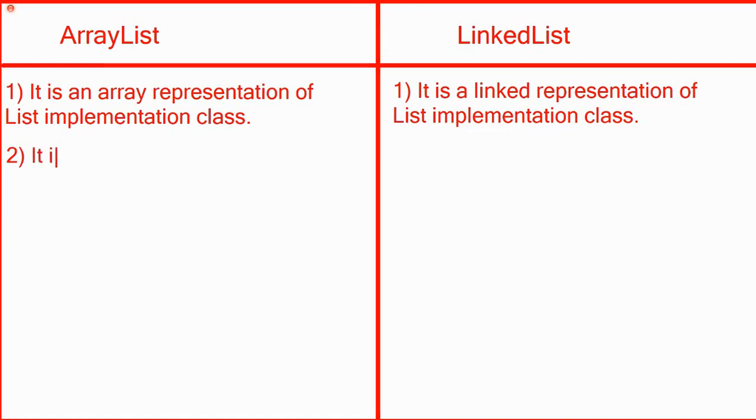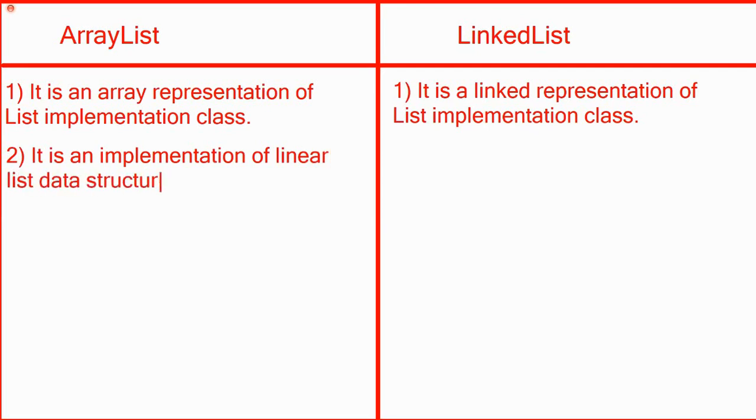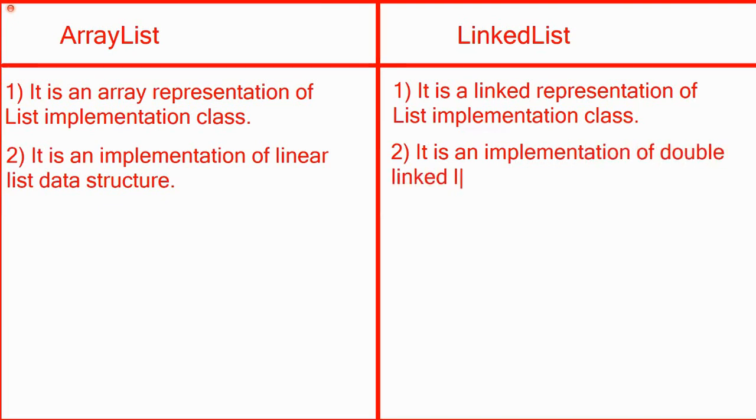Second difference. It is an implementation of the linear list data structure. It is an implementation of the double linked list data structure. This is also something you'll understand with a diagram only. The first point also, the second point also, you can understand with the diagrams only. With the diagrams, I'll explain.